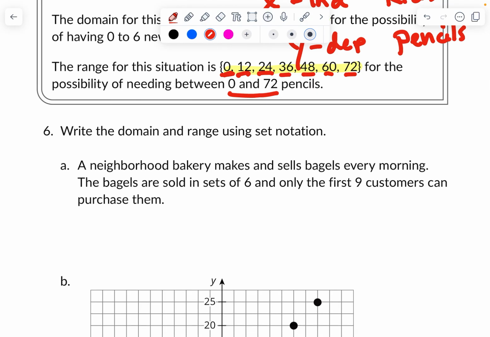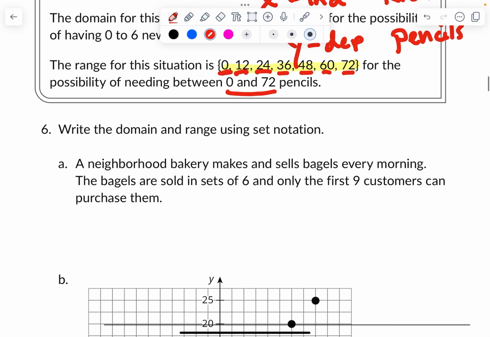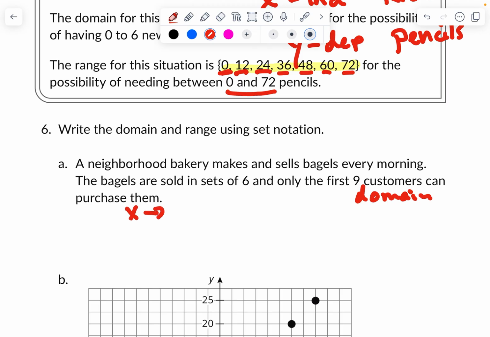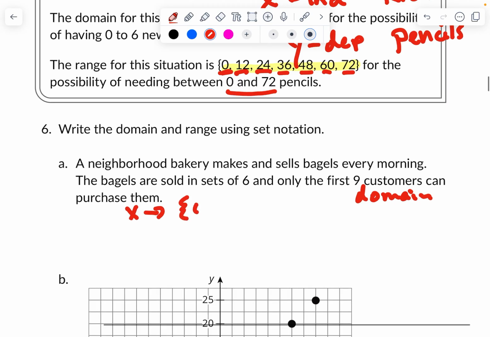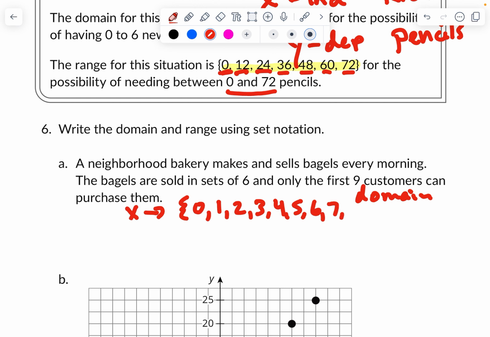I have here a bakery scenario. We're going to sell bagels in sets of 6. We're only going to sell to the first 9 customers. Well, guys, the domain's going to be the customers. How many customers I have is going to determine how many bagels I sell. So I can either have, and we put this in what's called a set, 0 customers, 1 customer, 2 customers, 3, 4, 5, 6, 7, 8, or 9. That's all. I'm not selling any more bagels after customer number 9.